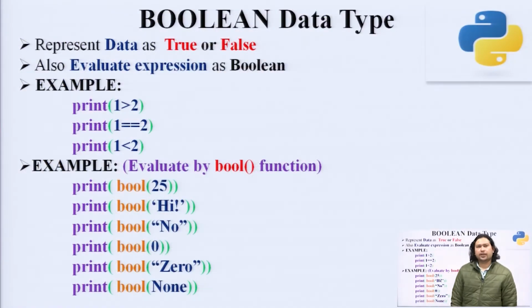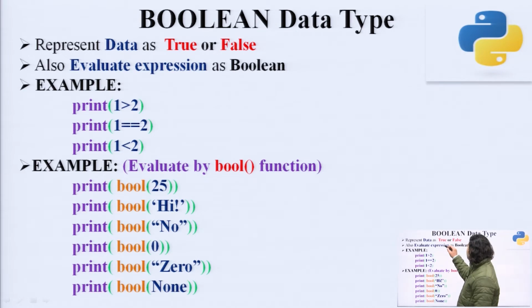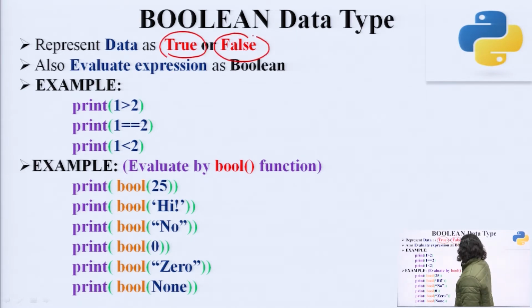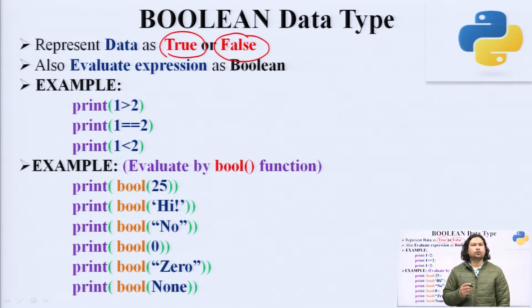Now, the major thing about the Boolean data type is that it is generally composed of two values, one is true and the second is false. Just like the binary numbers 0 and 1, here in Boolean data types the answer is always stored as either true or false.